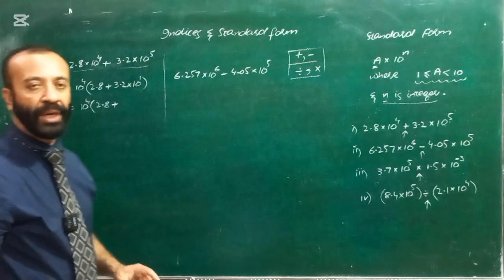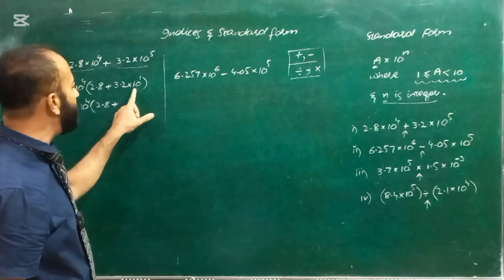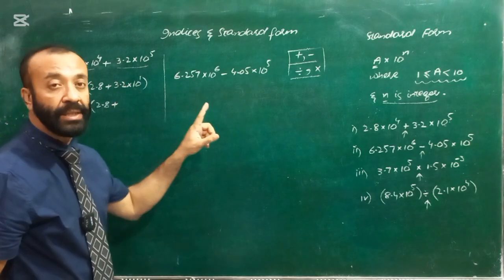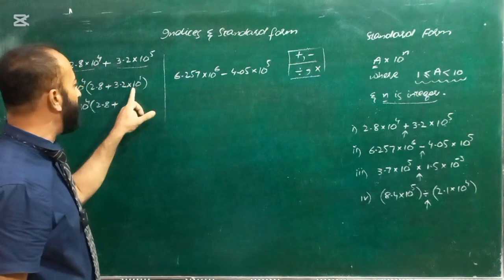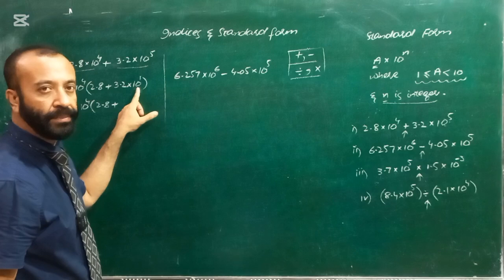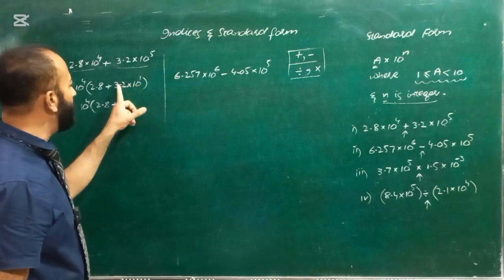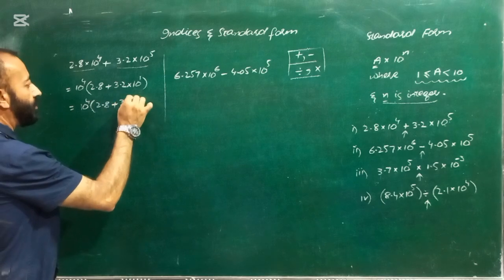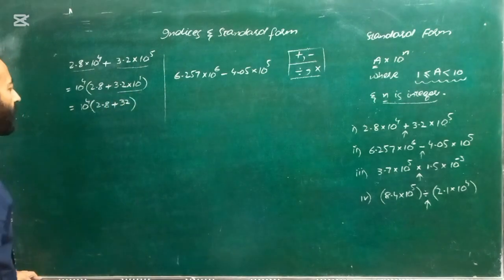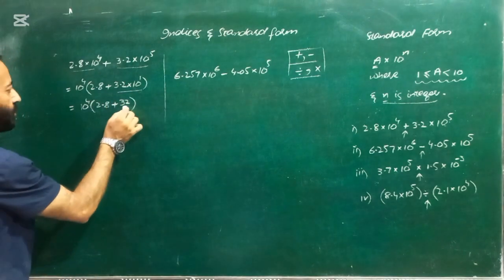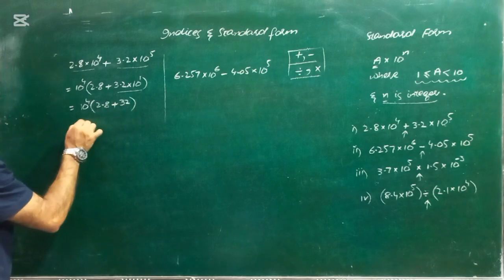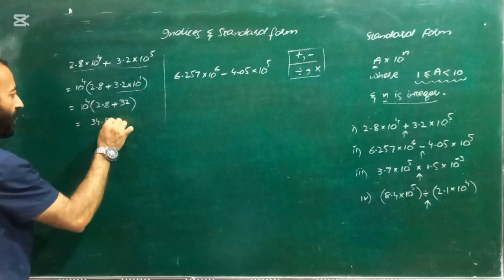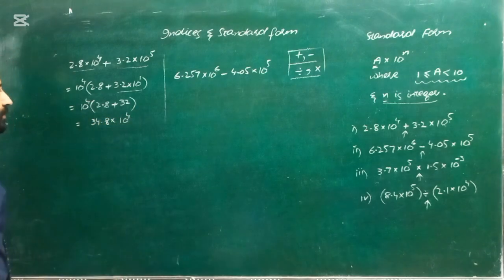So now I'm going to tell you another rule. If there are zeros with 1, the point will move towards the right equal to the number of zeros with the 1. There is actually 1 zero with 1. So the point will move 1 place towards the right. So it means 32 will be the answer of this one. After this you can see 32 plus 2.8 will be equal to 34.8, and this 10 raised to power 4 is still there.